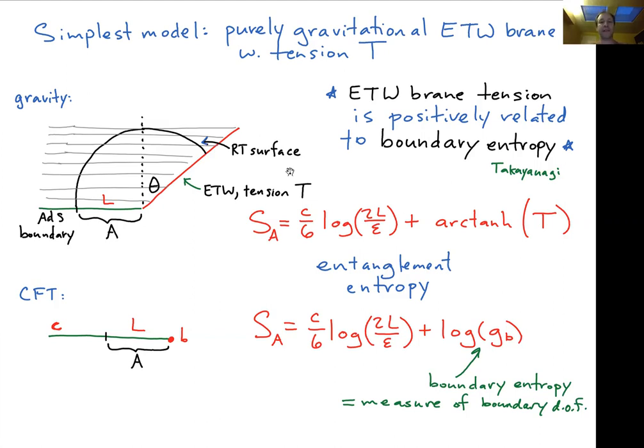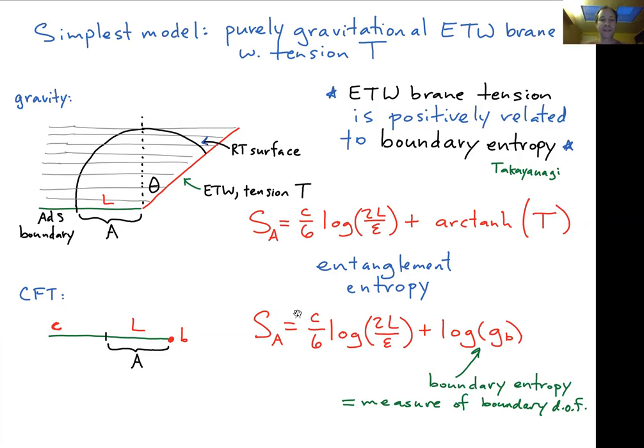And what Takayanagi pointed out in a paper some time ago is that the tension is positively related to a quantity known as boundary entropy for the CFT. Here my pictures are relevant to 1+1 dimensional CFTs, but there's a similar story in higher dimensions. The 1+1 dimensional story is that just as you have a central charge that is related to the number of degrees of freedom of your bulk CFT, there's also some parameter associated with your boundary condition that you can think of as a boundary analog of the central charge.